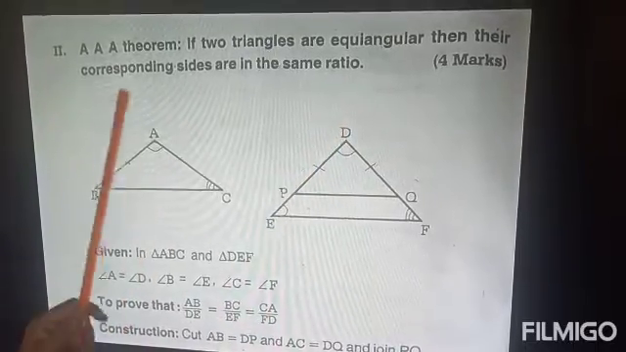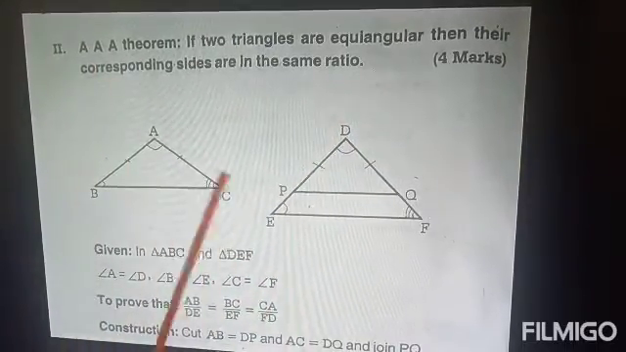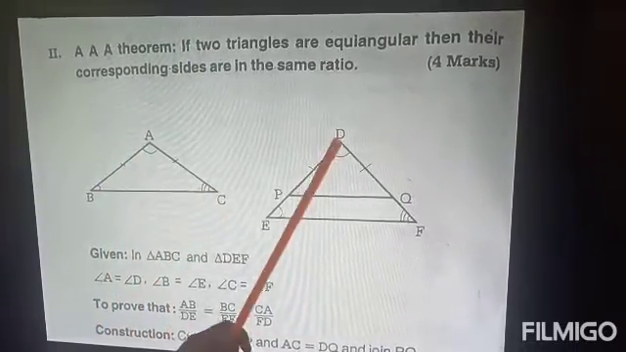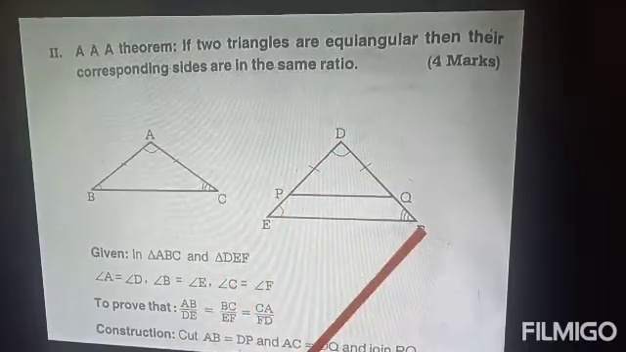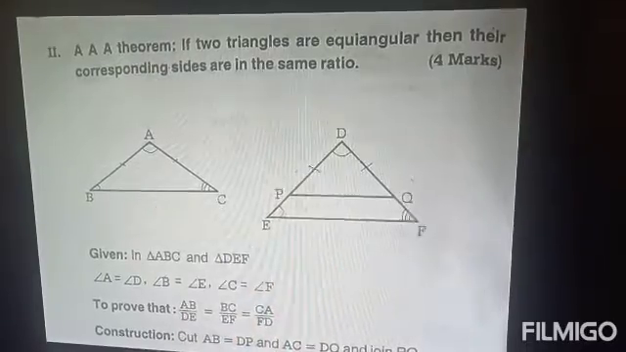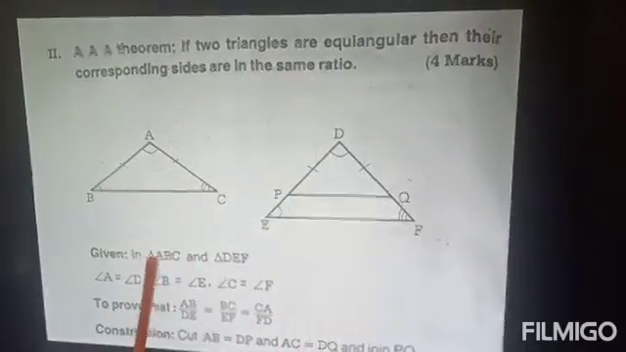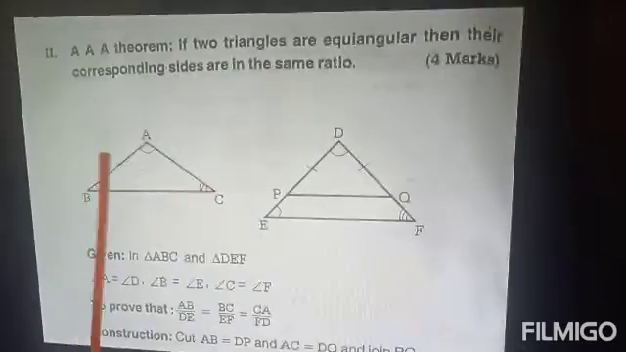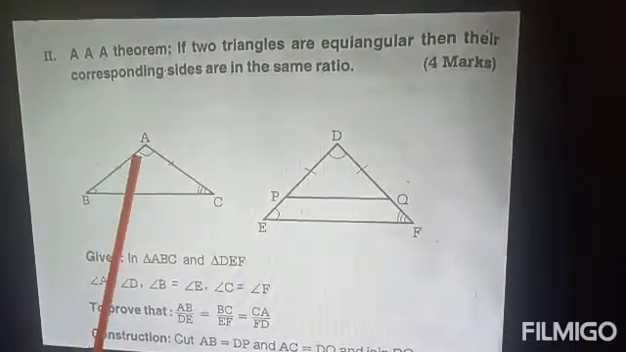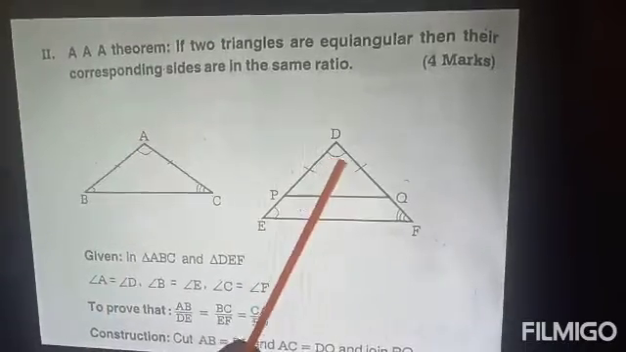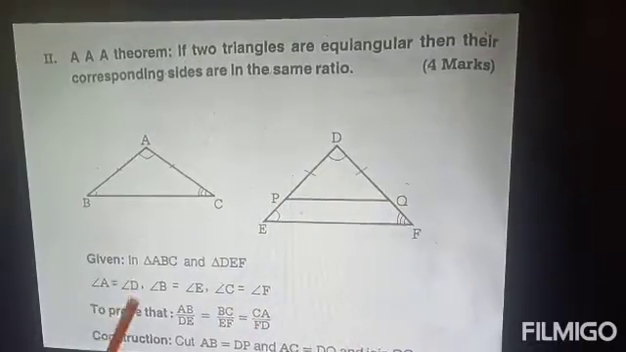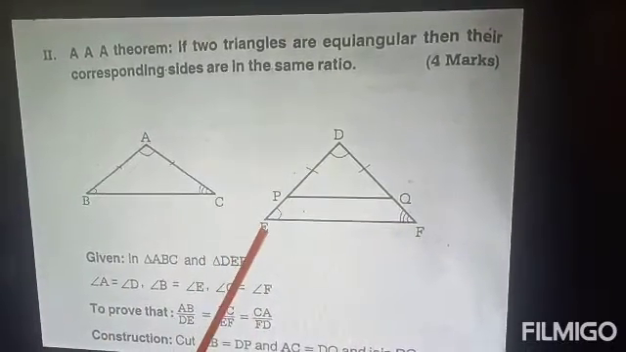According to that definition, first draw the diagrams: triangle ABC and triangle DEF. These are the two equiangular triangles. Equiangular triangles means their corresponding angles will be equal. A corresponds to D, therefore angle A is equal to angle D. B corresponds to E.